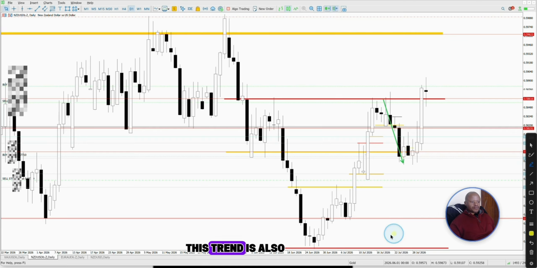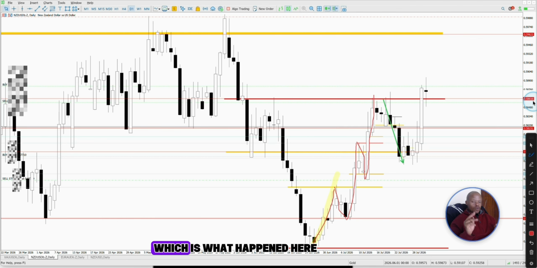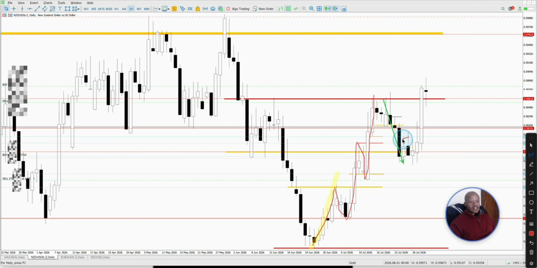This trend is also one of the things I spoke about. Sorry about that. This trend. I spoke a lot about this trend in the previous videos. I mentioned that it was likely to contribute to the breakout of this level, 616. Remember, the stronger the trend towards the level of value, the higher the chances of breakout at that level of value, which is what happened here. So the reversal here is not a surprise at all.